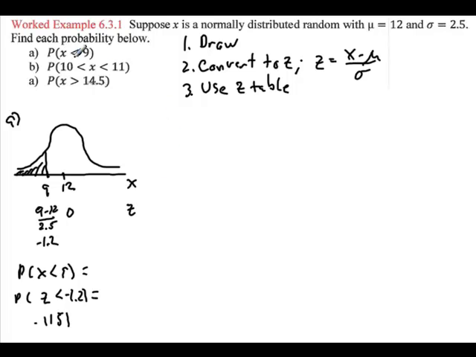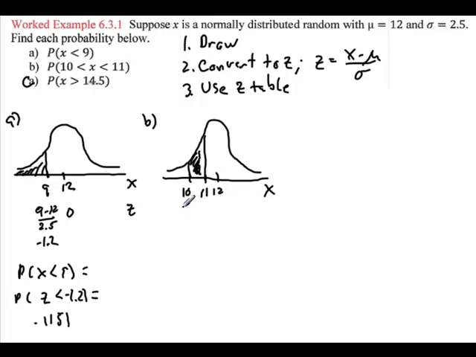The same process applies for parts B and C. So let's do B next. Again, we begin by drawing. Here's our normal distribution. Again, the mean is 12 for x. We're looking for the probability of x being between 10 and 11, which are both to the left of 12. So we draw a vertical line above the 10 and 11, and we want to find the area, and hence the probability, between those two numbers.